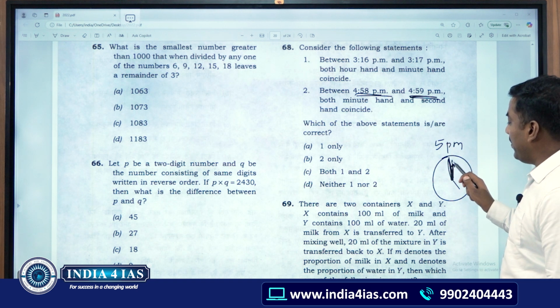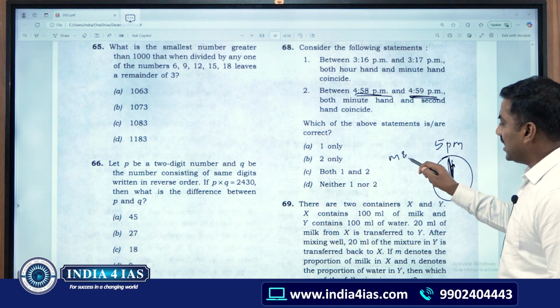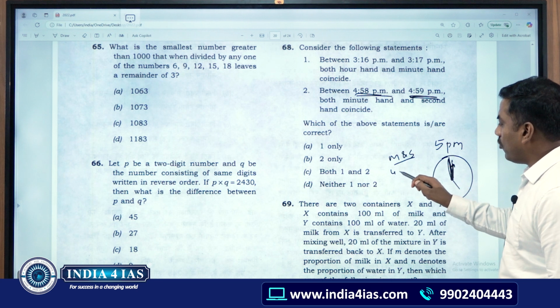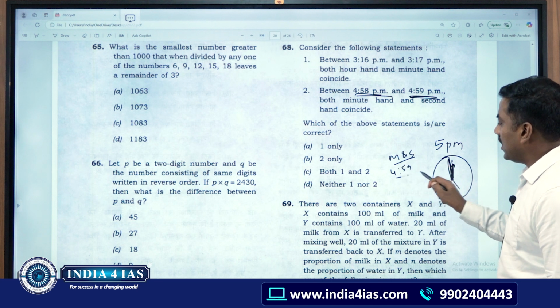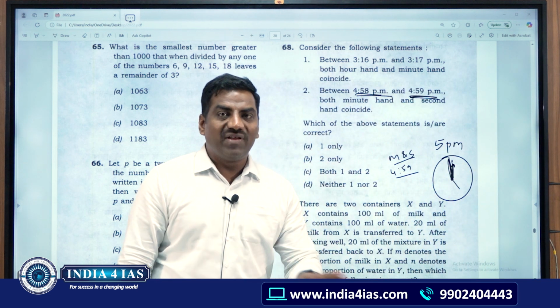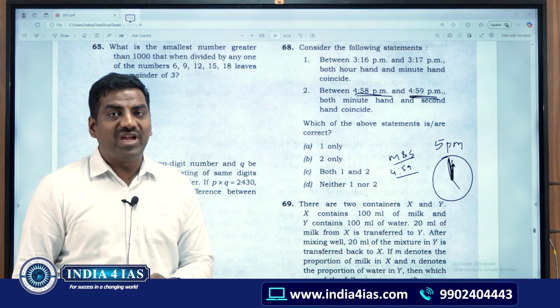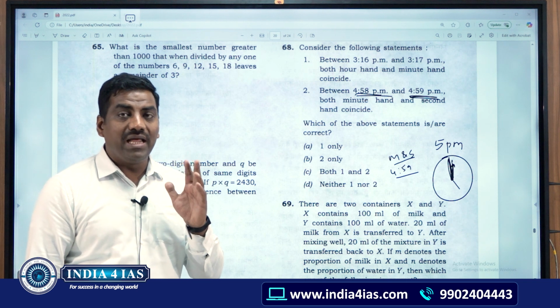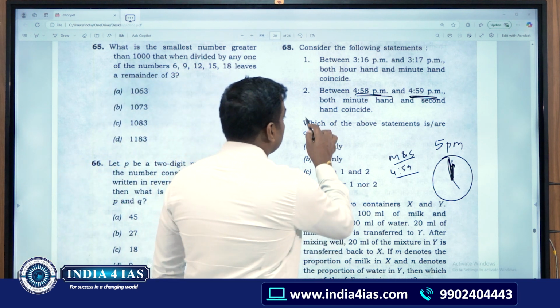they will be meeting, the minute hand and the second hand, they'll be meeting before 4:59. Between 4:59 and 5 o'clock, they will not meet. But between 4:58 and 4:59, they will definitely meet. So this is also correct.